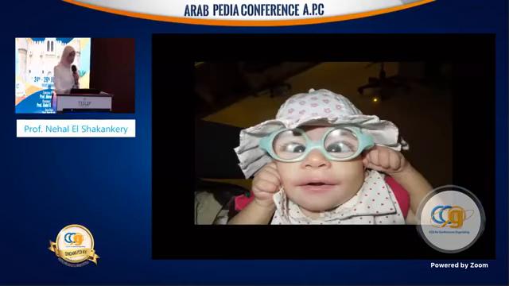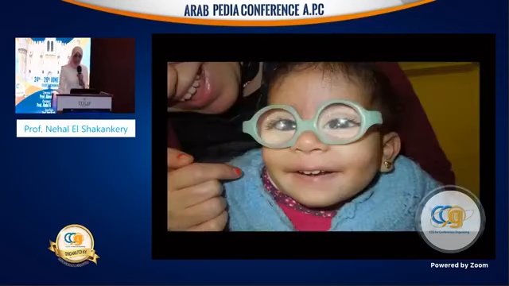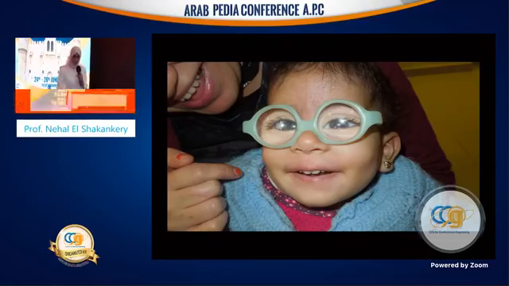For example, this baby was born at 1,500 grams. She had a retinopathy of prematurity that was treated, and then she had a congenital cataract that was also treated, and we did surgery for her. And here, 3 months after treatment, 2 years after surgery, after teamwork between neonatologists, pediatric ophthalmologists, retina specialists, and cataract specialists, we were able to save her eyes.